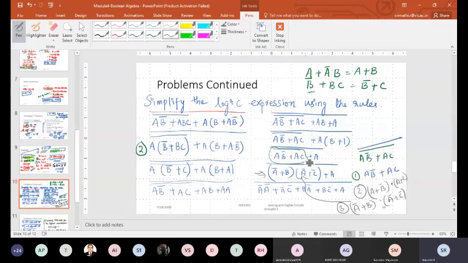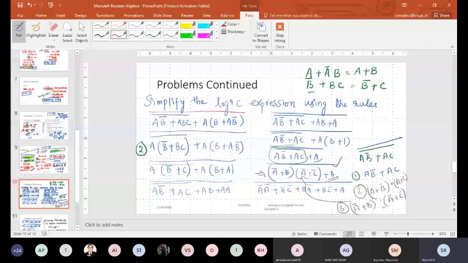AB bar + AC can be written by applying De Morgan's law as (A bar + B) dot (A bar + C bar). Already we have this plus A, that plus A is written here. We have the whole bar, so that whole bar I have written here. So (A bar + B) into (A bar + C bar) + A. Now expand it, use your distributive law: A bar A bar + A bar C bar + B A bar + B C bar, and A, the whole bar.